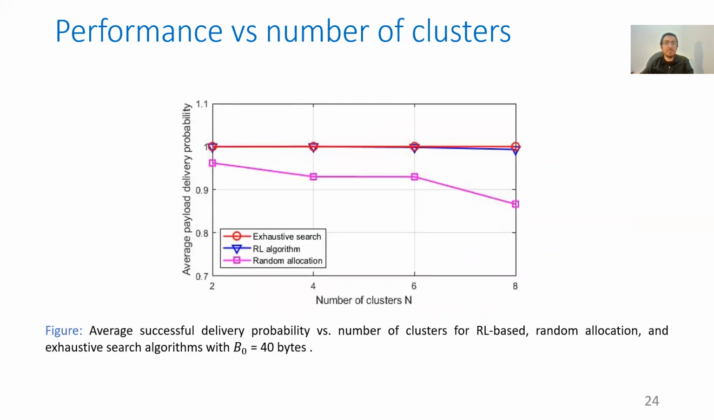Moving forward, here we compare our performance with respect to the number of clusters. Here we set the packet size as 40 bytes and we vary the number of clusters. Over here, it can be seen that the RL algorithm performs close to exhaustive search for all numbers of clusters, which shows that even for a greater number of clusters, our algorithm still gives good performance.